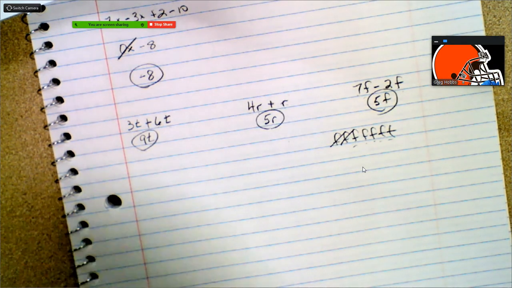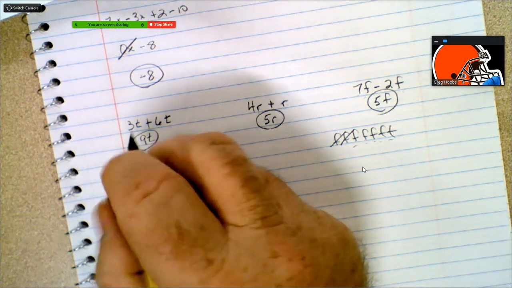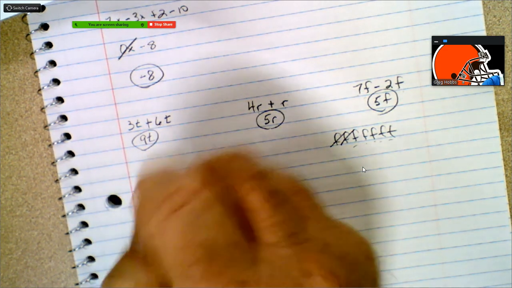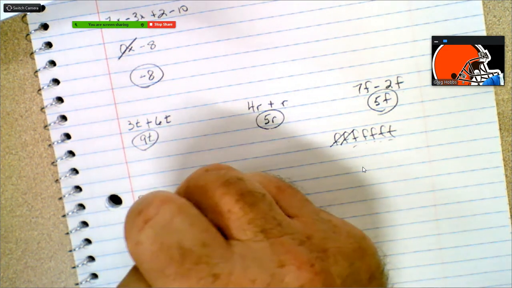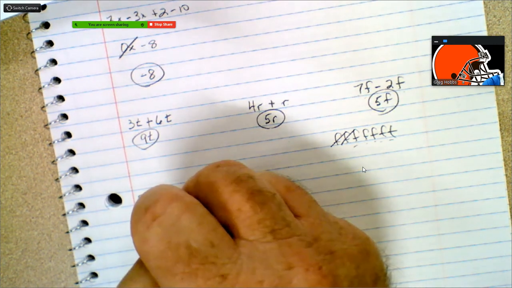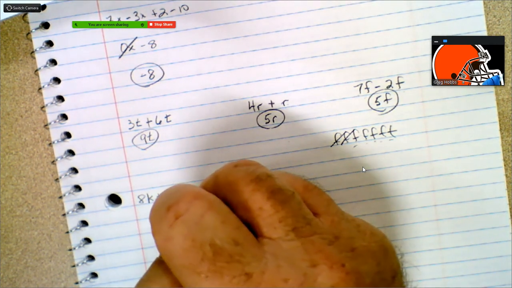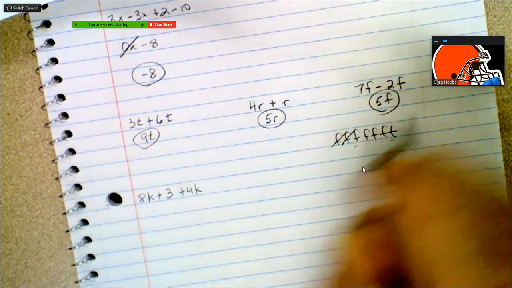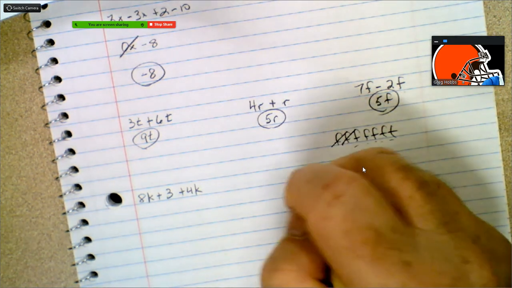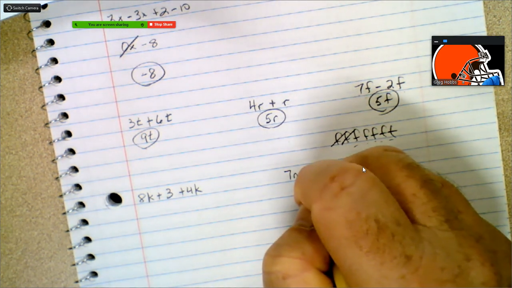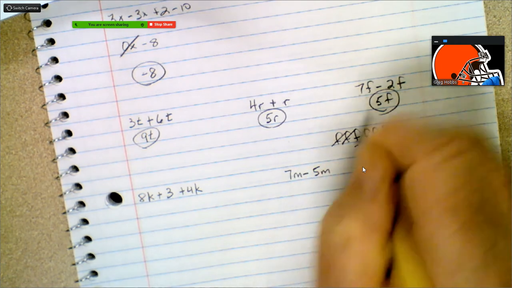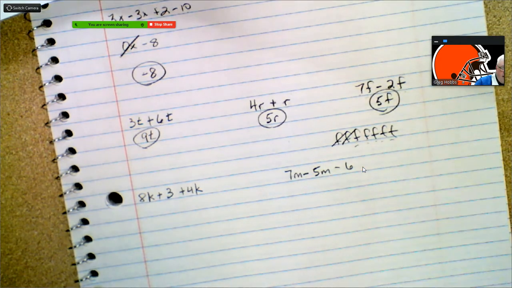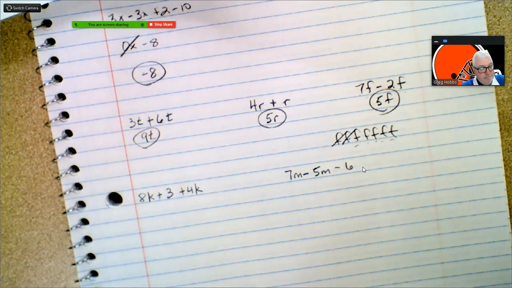Okay, let's move on to a little harder one. 8K, I'm going to put a couple down here. You can work at your speed. 8K plus 3 plus 4K. And let's put 7M minus 5M minus 6. Again, pause to do both those problems, please.